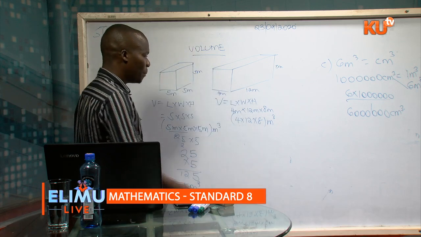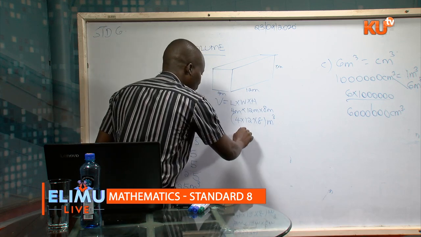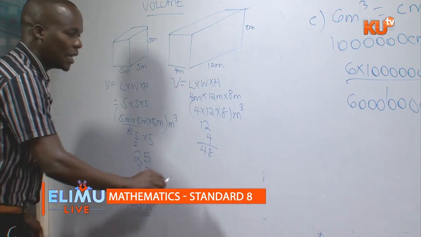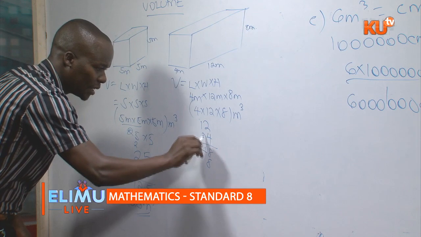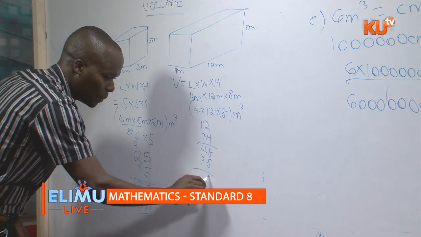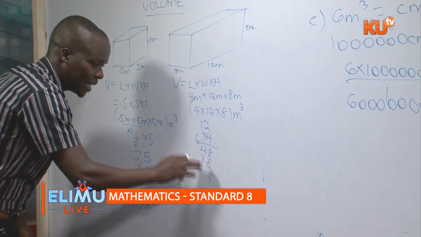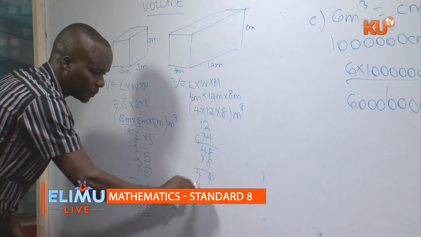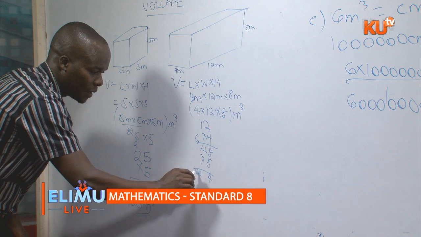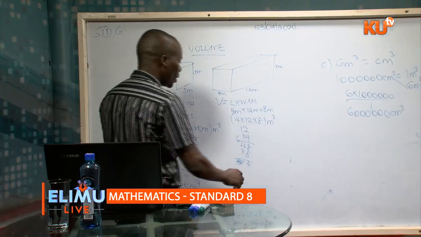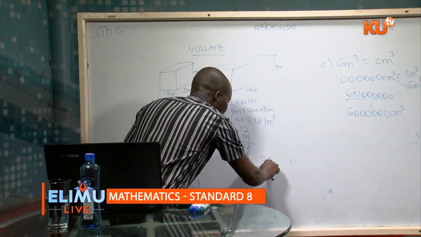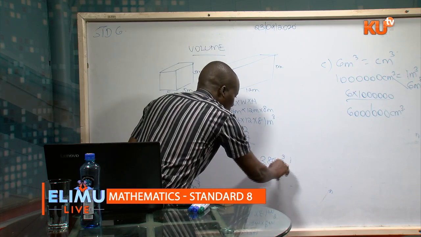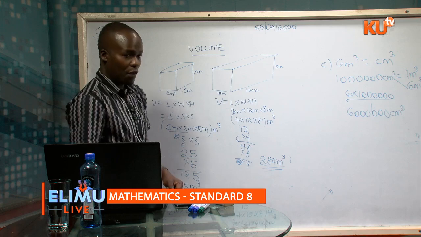because it's the volume. So 4 times 12, that is 48. And now also times 8. That is 64. Carry 6. 4 times 8 is 32 plus 6 is 38. Thank you. So we have 384 cubic meters as the volume.